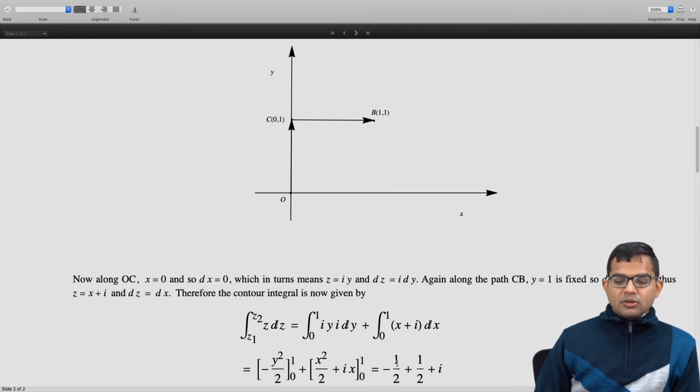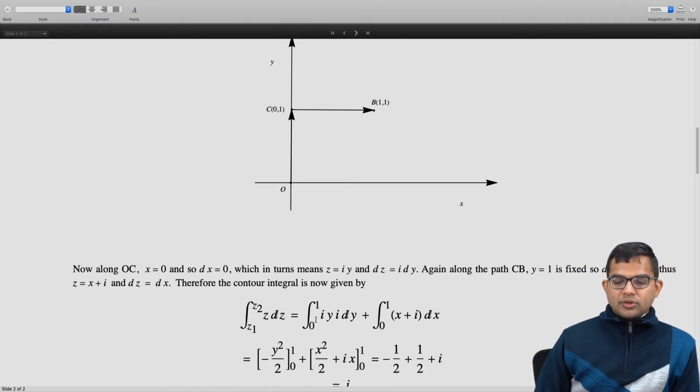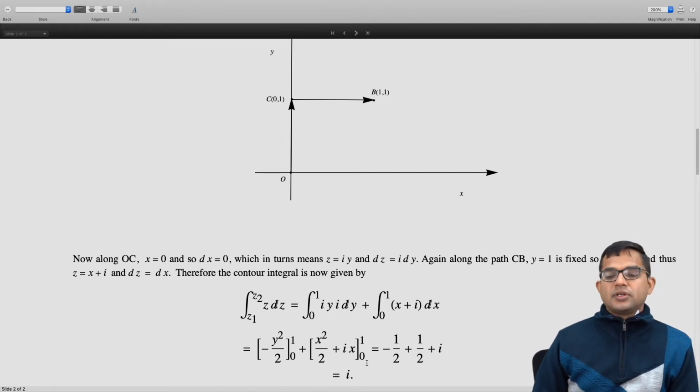And if I go ahead and evaluate this, which is straightforward to do, i squared is minus 1, so I have a minus y squared over 2, 0 to 1, plus x squared by 2 plus i times x, 0 to 1, which yields minus 1/2 plus 1/2 plus i, and I'm done. So once again I find that the answer is i. The contributions from the different stretches are different, but they somehow add up to give me the same answer.